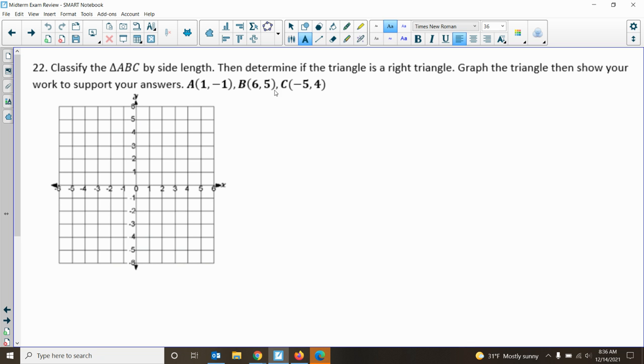Classify the triangle by side length. Determine if the triangle is a right triangle. Graph the triangle and show your work to support your answers. Graphing it isn't even really that important here. You're going to have to do all this work anyway. But let's go ahead and do that.